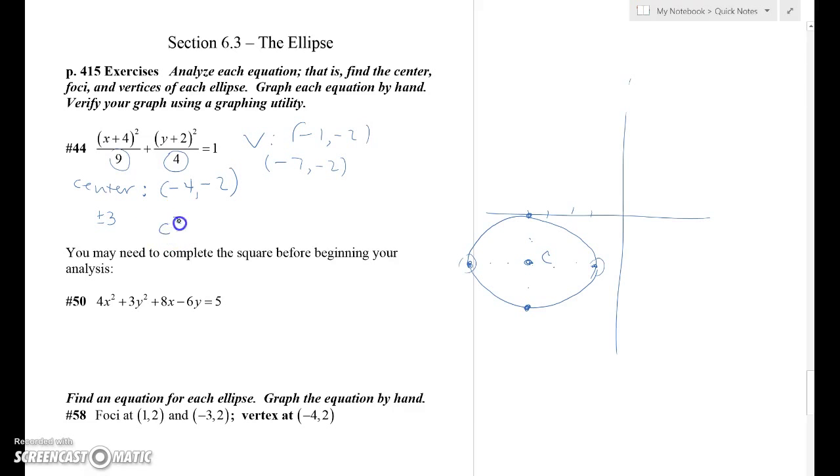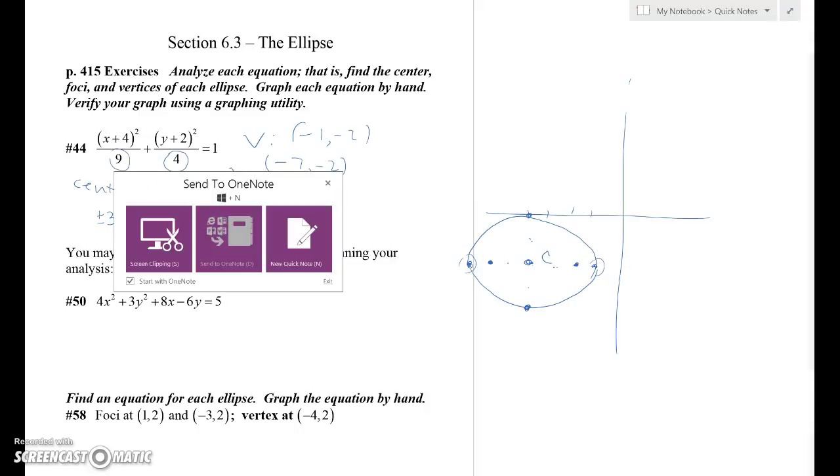Then remembering that c squared is the difference of the denominators, c squared is 5. So that means c is plus or minus √5. So that's how far it is from the center to a focus point. So it's a little more than 2.